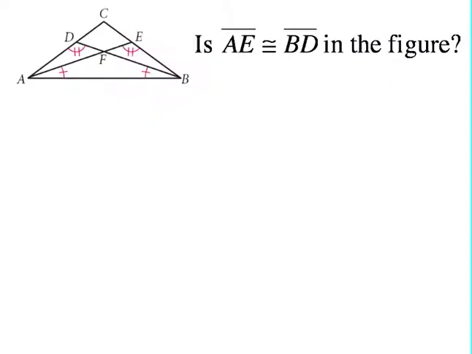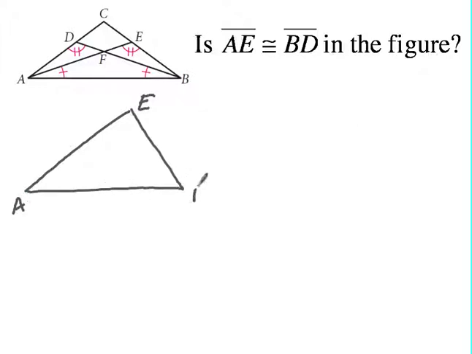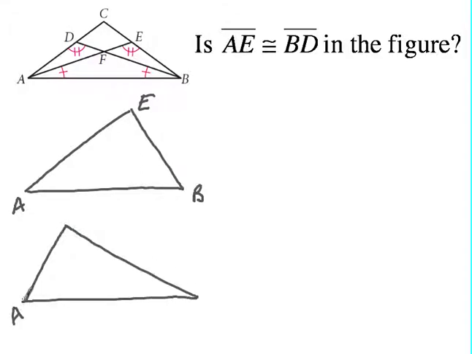So let's look at the next statement. Is AE congruent to BD in the figure? The best way to do this, these are those figures that are kind of confusing, is to separate it. So let's separate it out. Let's go ahead and start with AEB, and then let's go ahead and do ADB.